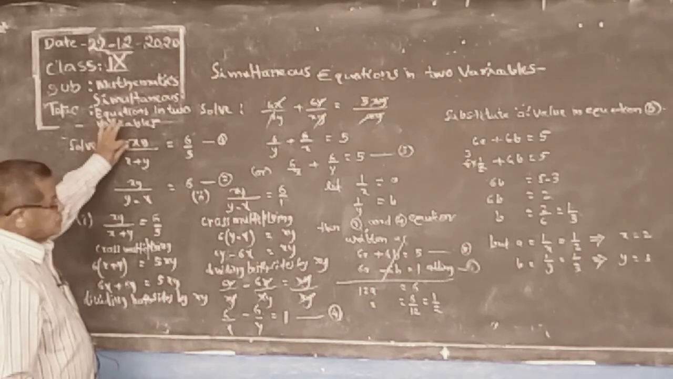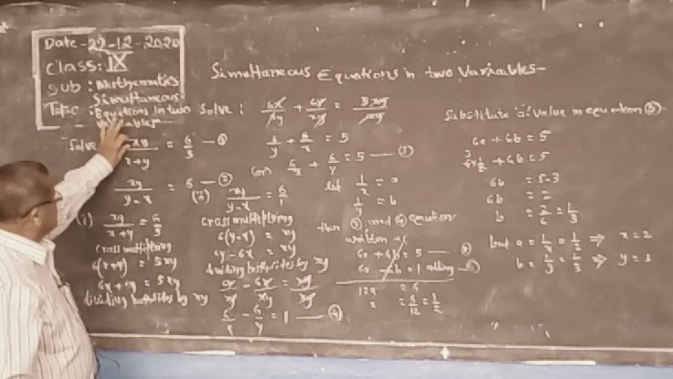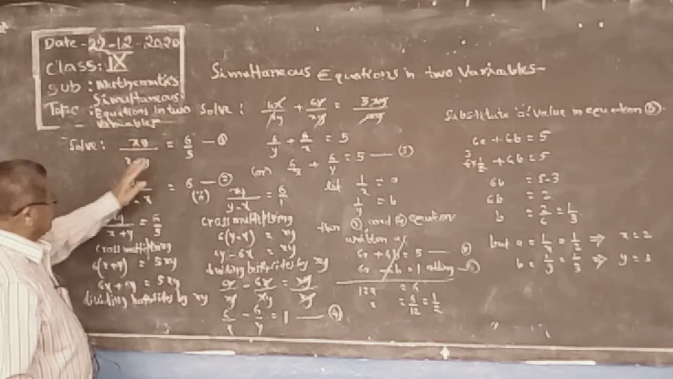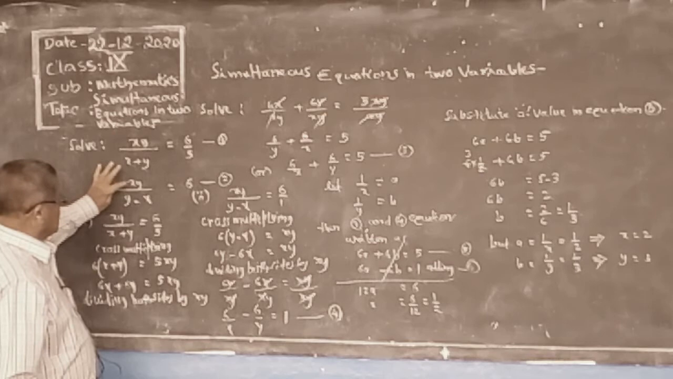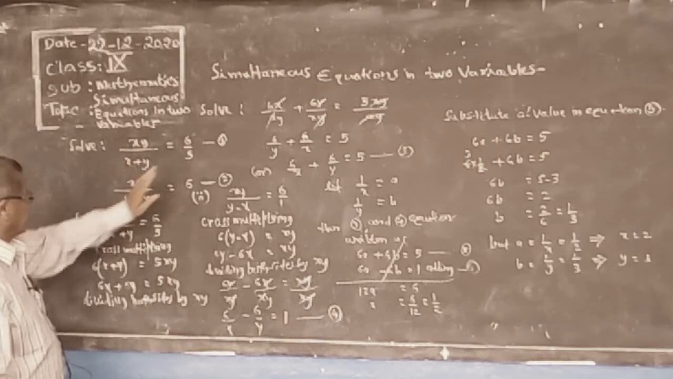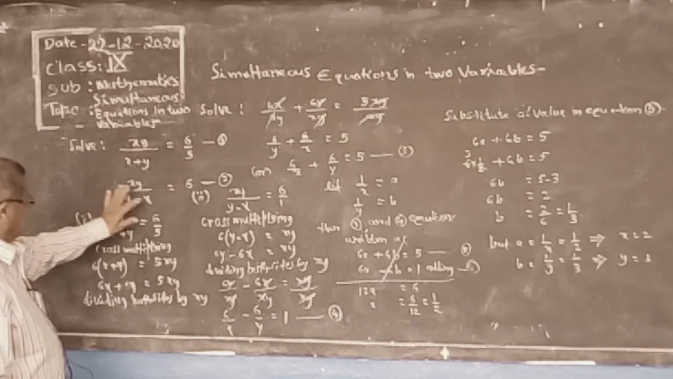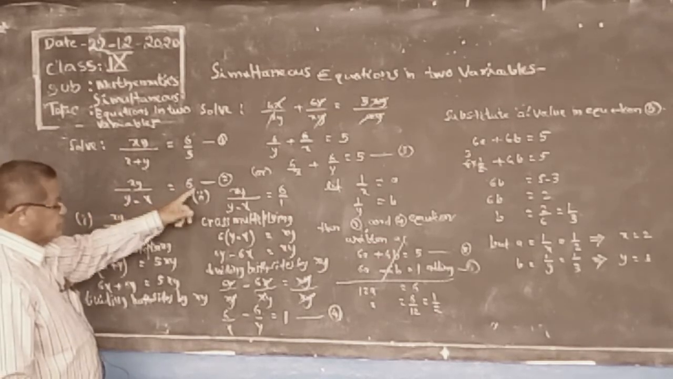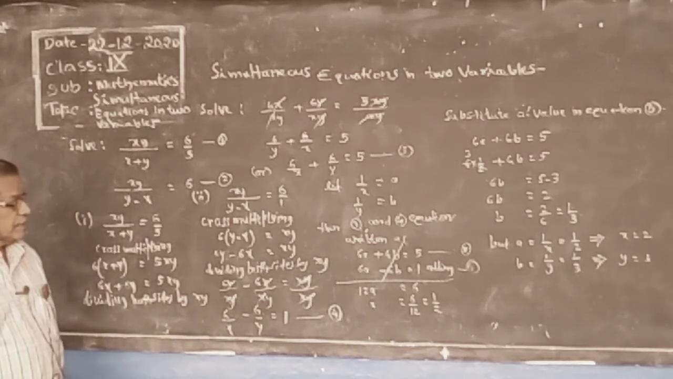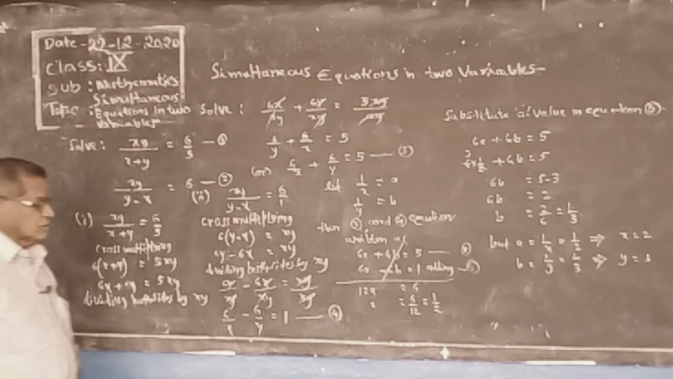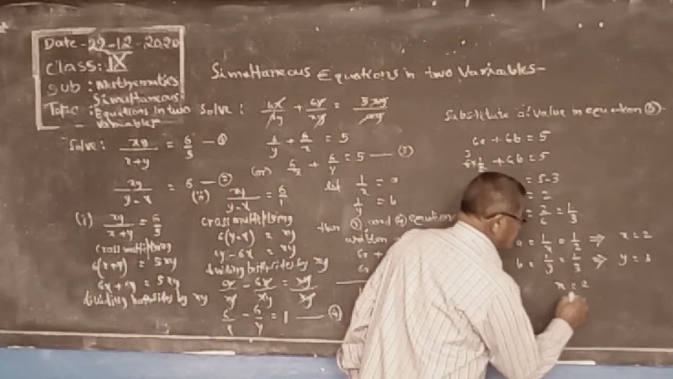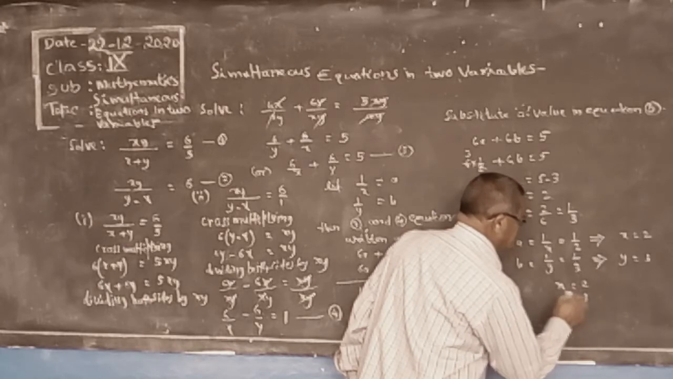X value 2, y value 3. X into 3, 2 into 3, 6. 2 plus 3, 5. In this also, x into 3 into 3, 6. Okay. 3 minus 1, 3 minus 2, 1, 6. So, like that we can check the values also. X equal to 2 and y equal to 3.